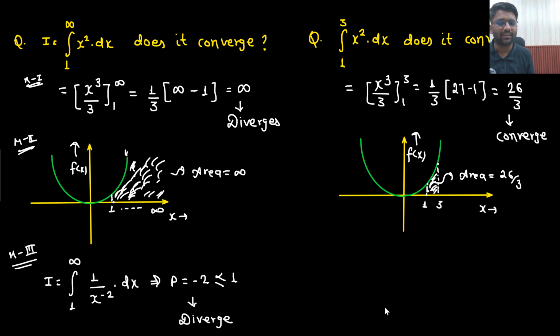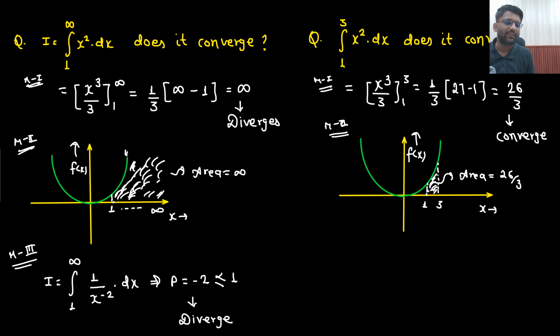You can take any random example in the examination hall and you can check. If it is greater than 1, then only it will converge. Otherwise, it will diverge. Understandable? Well and good. Okay. So this is how you can check here. Here two methods are there, method 1 and method 2, which was graph.